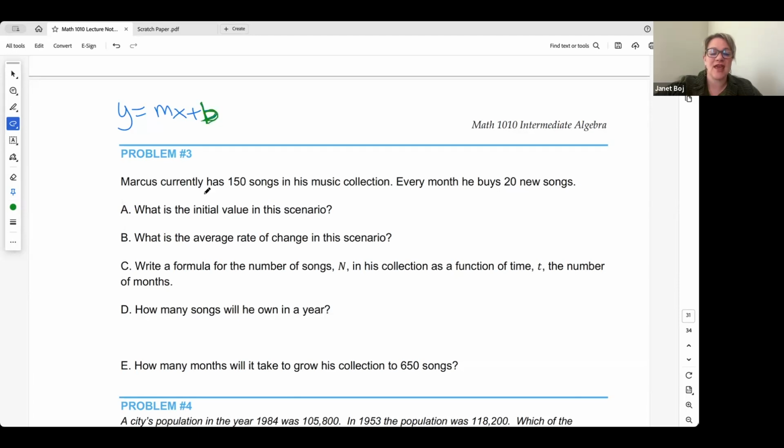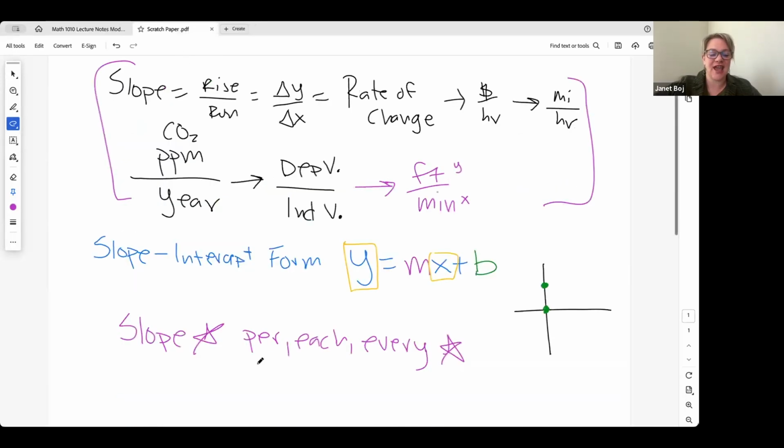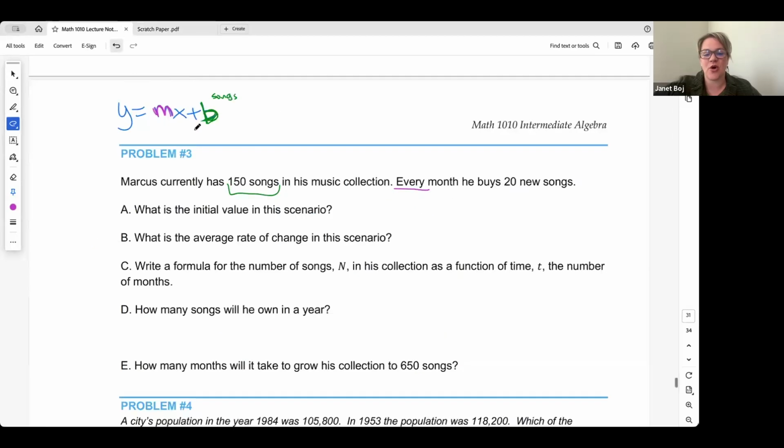What did we start with? He currently has 150 songs. Notice, songs is the unit of b. Then m is that rate of change, how you move. He buys 20 new songs every month. Remember, if you see the word per, each, every, you're talking about your slope or your rate of change. So what's the rate of change? 20 songs per month. So your slope, which has 2 units, would be songs per month.